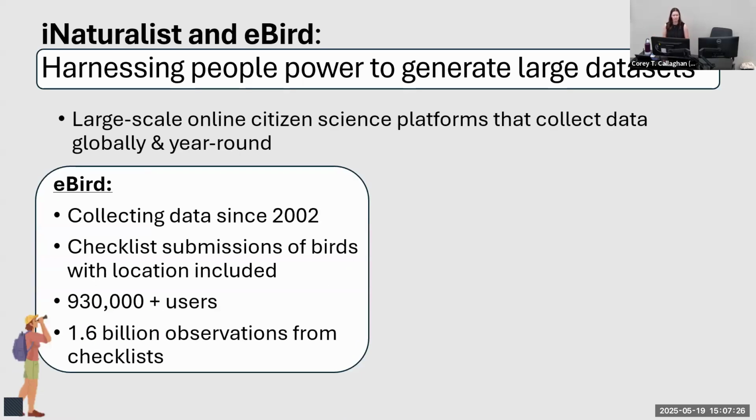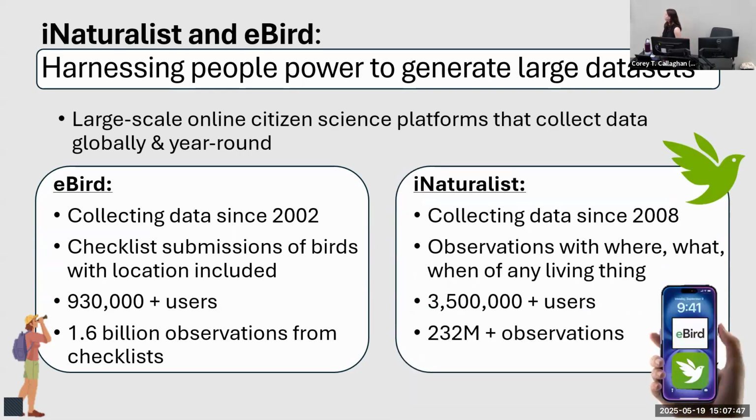And eBird has been collecting data since 2002 in the form of checklist submissions of birds, and that has location included. There are over 930,000 users, and then together there are 1.6 billion observations from these checklists. So definitely a very big project, lots of users, lots of data. Then we have iNaturalist, which has been collecting data since 2008. This collects observations of the where, the what, and the when of any living thing. So it's expanding beyond birds that we have in eBird to any living thing. There are over 3.5 million users, and together they've generated over 232 million observations.